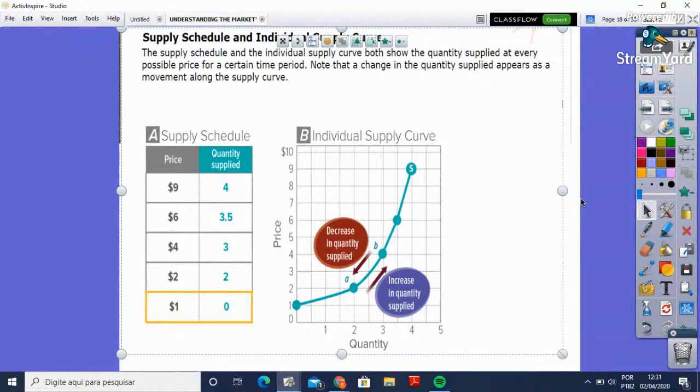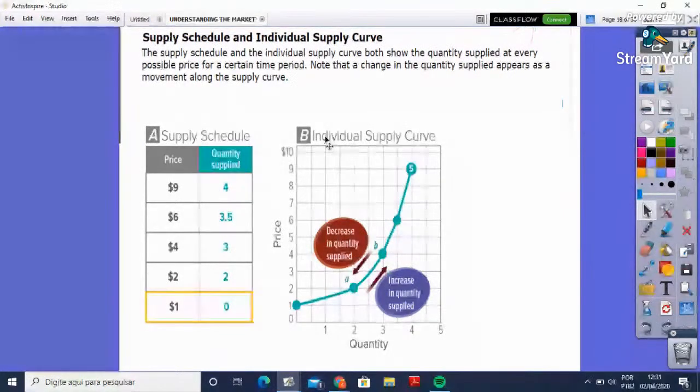The same as demand, we also have our supply schedule, and we have our individual supply curve. Remember, individual refers not to a consumer, but to a firm. Look at the difference here. $9. What is my quantity? 4. Look at my price here. $1. What is my quantity? 0. So it's completely the opposite. Here, I have a decrease in quantity supplied. Do you see? It's going down. Whereas on this side, where I go to the right, I have an increase in quantity supplied. As I move up on my curve in prices, my quantity will also increase.